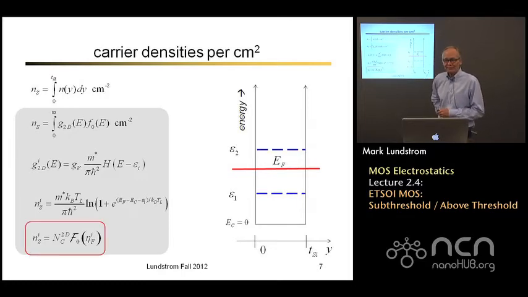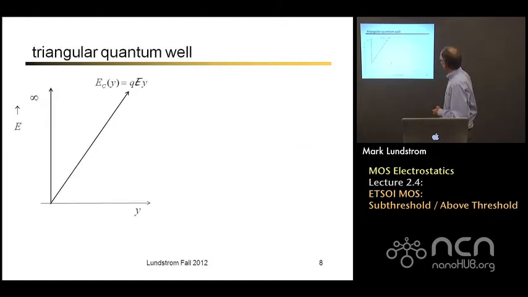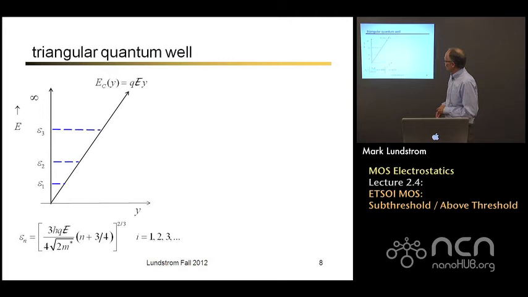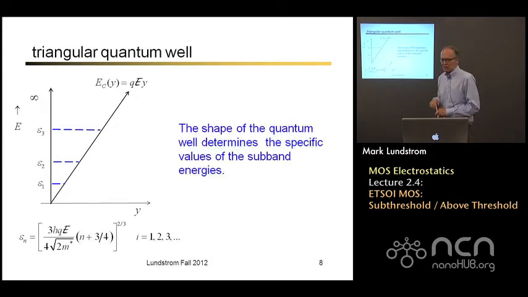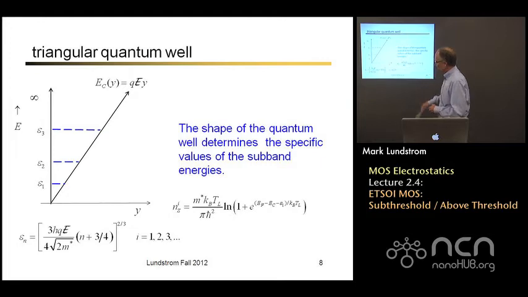Okay, quantum wells can have different shapes. For example, we might have a triangular quantum well. If we have a triangular quantum well, we'd have to solve a different differential equation, but we would still find a set of quantized energy levels. They would be given by this expression. So the shape of the quantum well determines the specific values of the subband energies, but if I want to compute the electron densities, I'll use the same expression that we just developed. I'll just use the appropriate quantized energy levels. So same expression, but different energy levels.